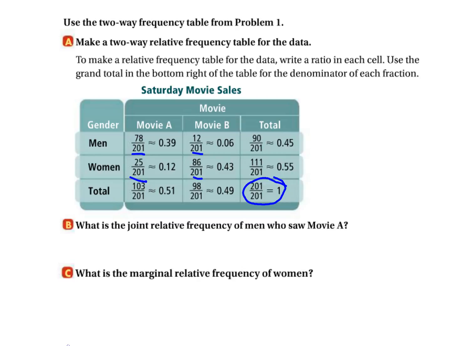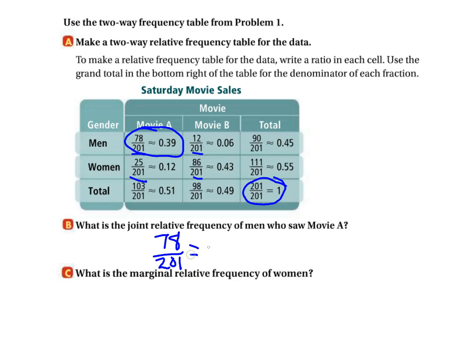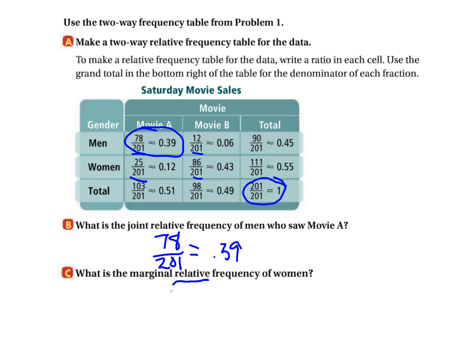In our example, what is the joint relative frequency of men who saw movie A? The answer would be 78 divided by 201, which is 0.39. The marginal relative frequency for women would be in the margins, so it would be 111 divided by the grand total 201, which is approximately 0.55.